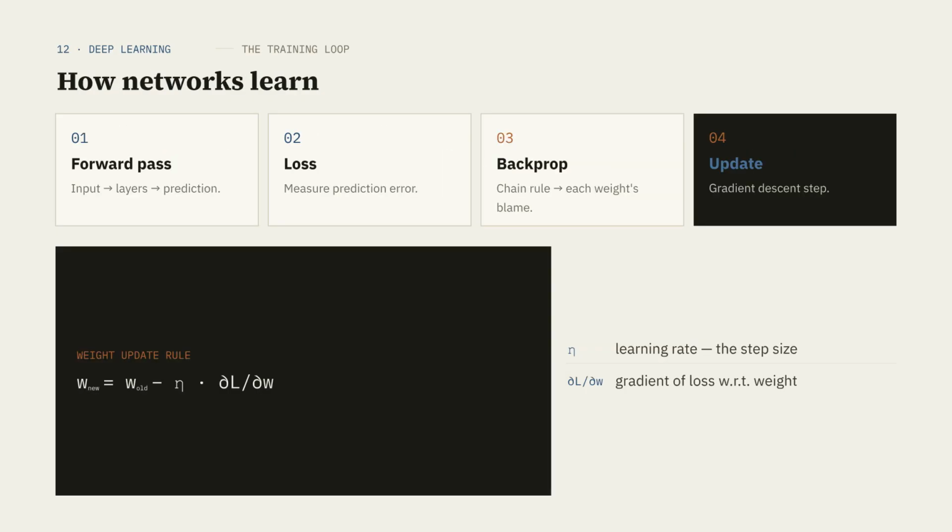Training happens in a 4-step cycle. A forward pass calculates the prediction, the loss measures the error, backpropagation uses the chain rule to assign blame to each weight, and the weight update nudges them using gradient descent scaled by the learning rate. We repeat this until convergence.